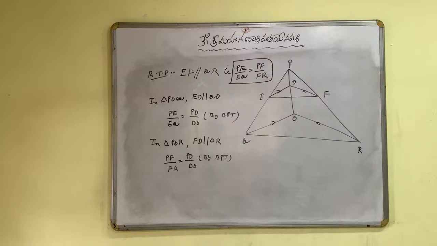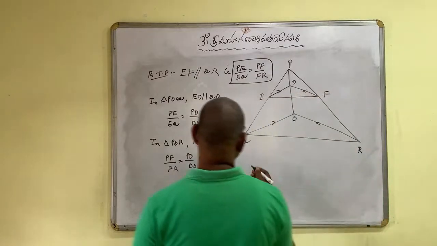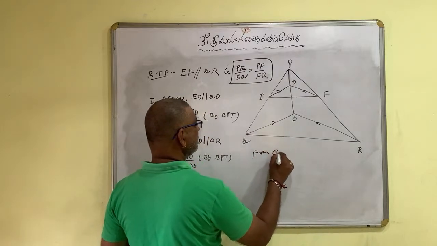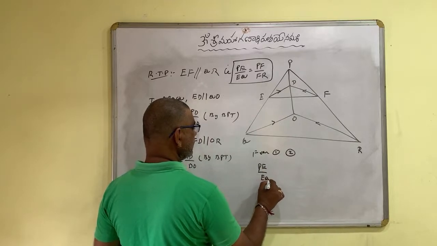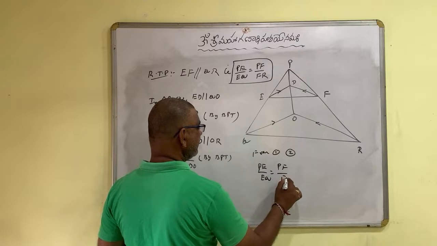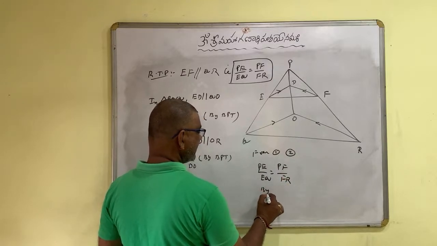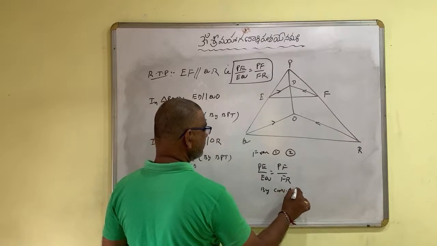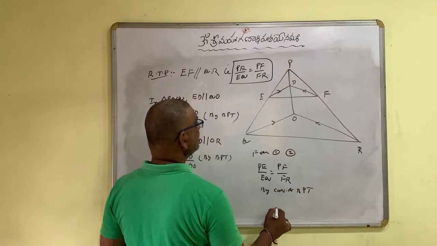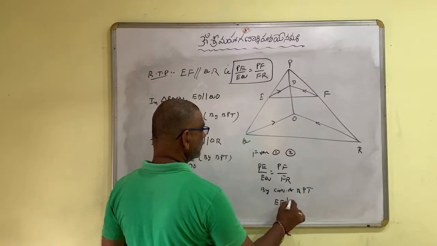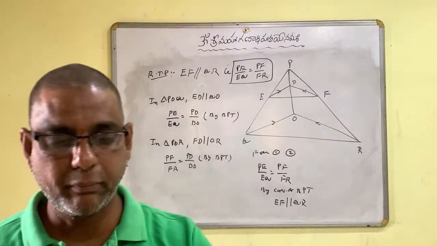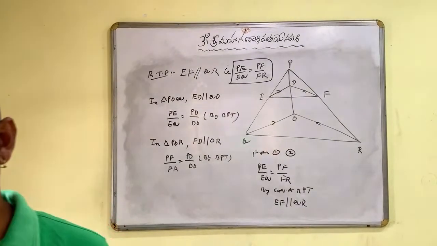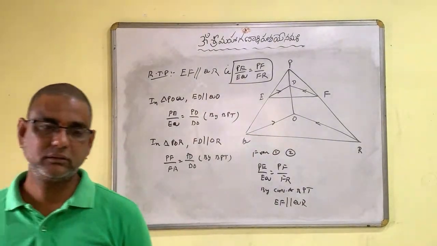From 1 and 2, PE by EQ is equal to PF by FR. So by converse of BPT, EF parallel to QR. That's all. How easy it is?